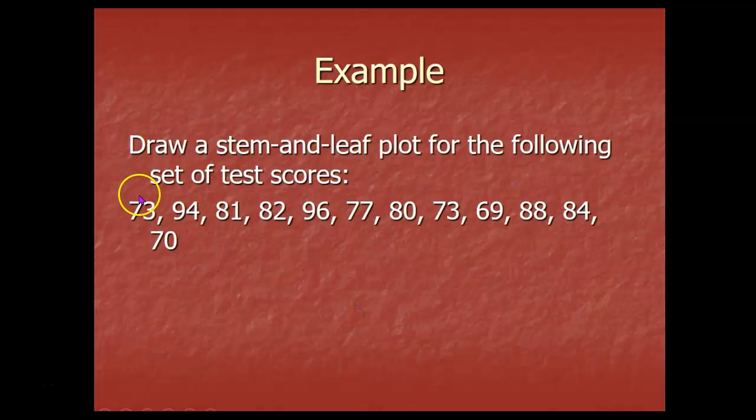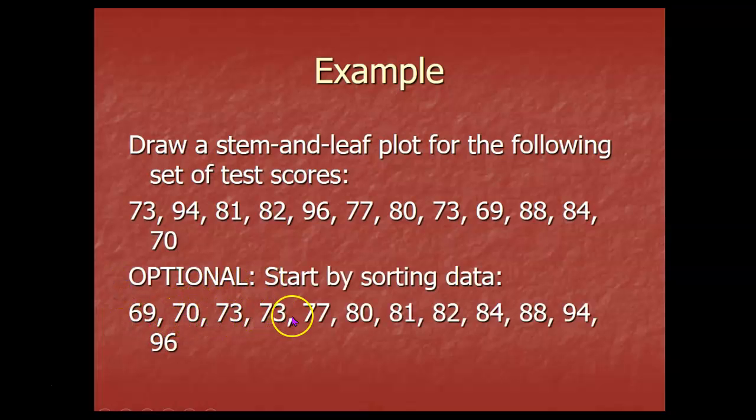So let's try doing this. Draw a stem and leaf plot for the following set of test scores. Here's a bunch of scores that people got on a test. Let's arrange that using a stem and leaf plot. I'll notice right away that some of these numbers are in the 70s. There's 70-something. There's a 90-something. There's 80-something. There's a number in the 60s.